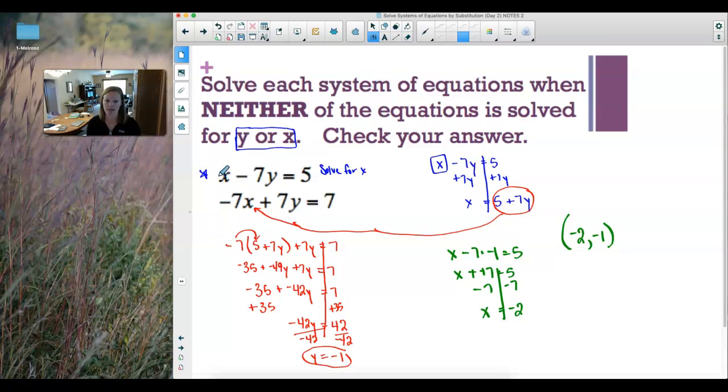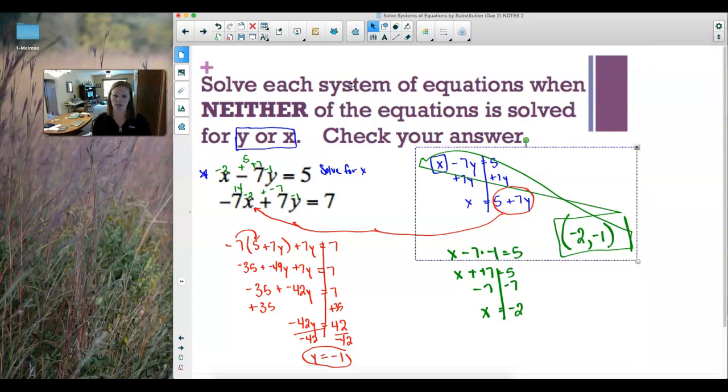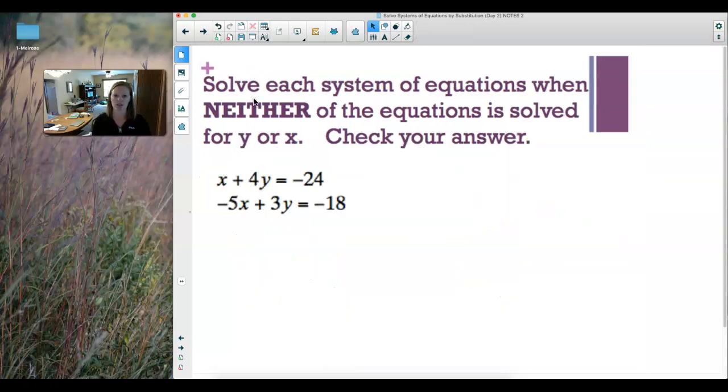If x is negative 2 and y is negative 1, we have negative 2 minus negative 7, and then we change that, so negative 2 plus 7 is 5, so it works there. I can check the second one and put those numbers in here. So this is positive 14 plus negative 7, which is 7. So my ordered pair of negative 2, negative 1 works. All right, let's try another one just to make sure we kind of got this.